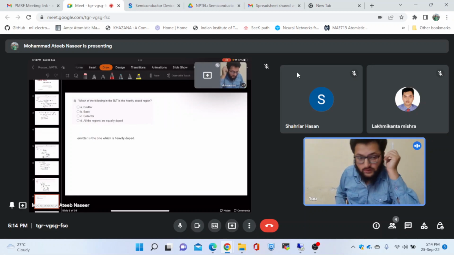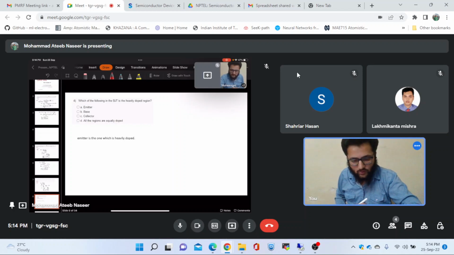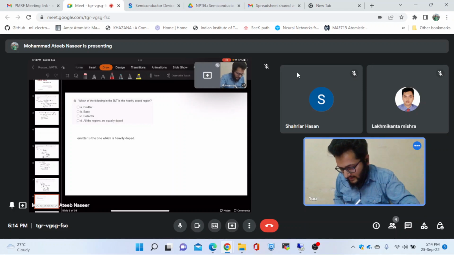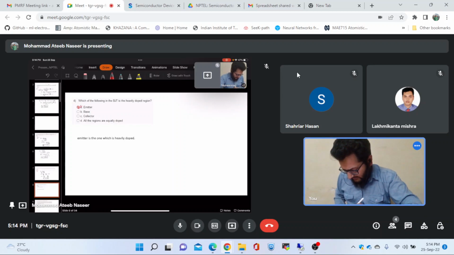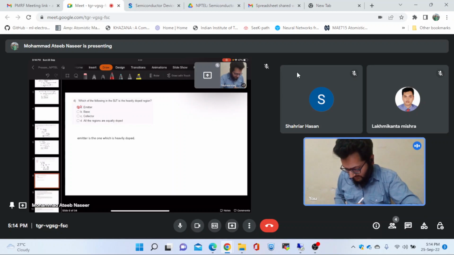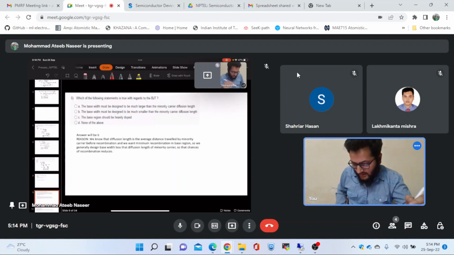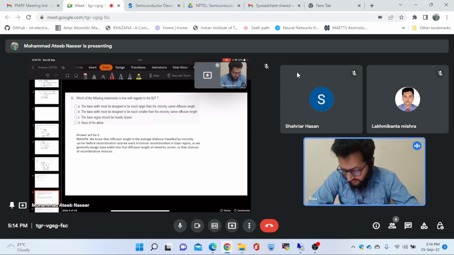Now let's move to another problem. In this problem, it says which of the following in the BJT is heavily doped? And I know you will be knowing this answer, and it is the emitter which is heavily doped. So this is a simple problem. This emitter is always heavily doped. Now there is another problem. These are some straightforward problems.